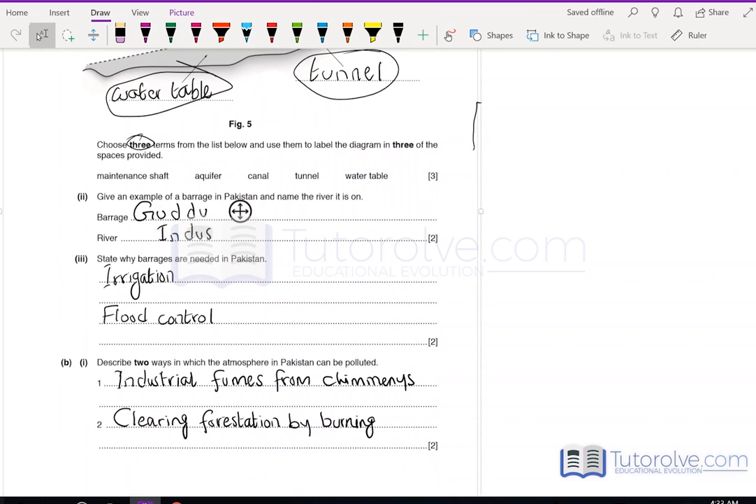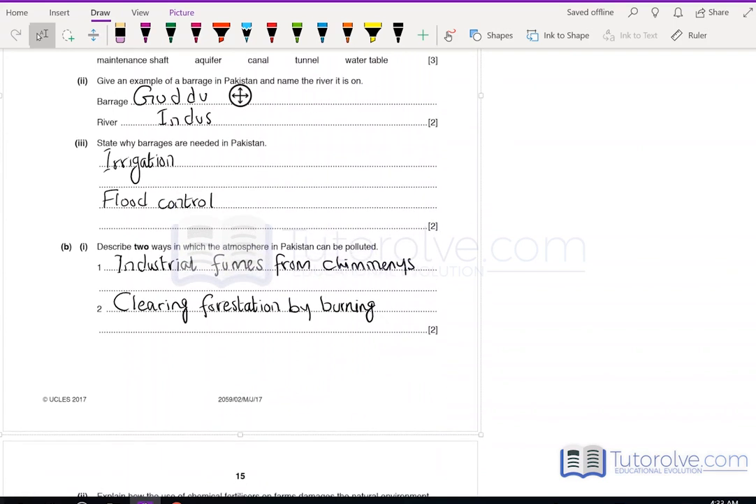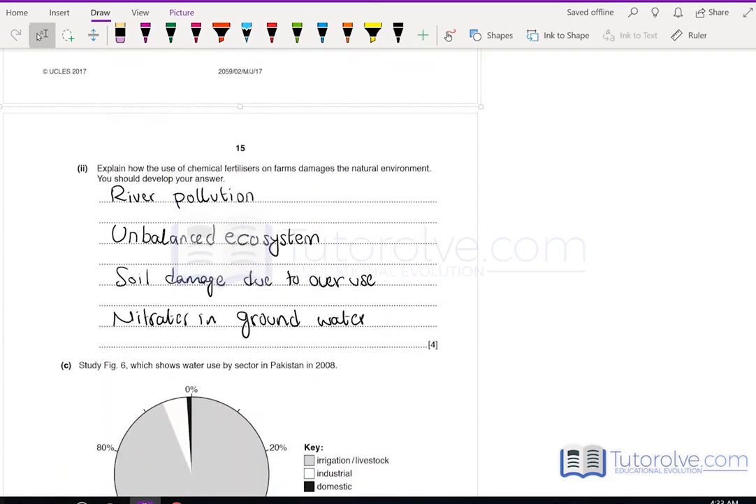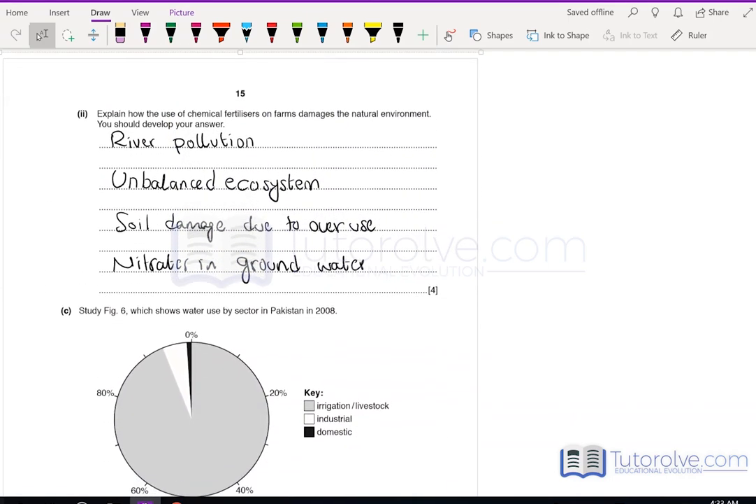Describe two ways in which the atmosphere in Pakistan can be polluted. One of the main reasons is industrial waste and industrial fumes that come out of chimneys when something is being burned. Second is clearing forests by burning. When you clear large swathes of forest through burning, the smoke that goes up in the air creates a lot of pollution. Explain how the use of chemical fertilizers on farms damages the natural environment. You should develop your answer.